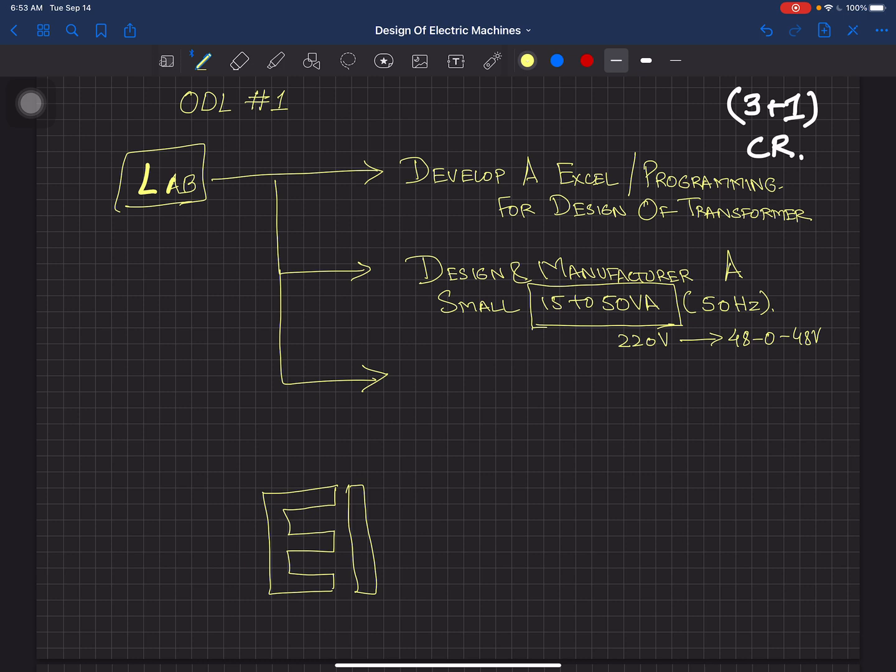Many of you who have done power electronics must have worked on some sine wave inverter, and afterwards when you have converted into a 48 volt sine wave, you want to step it up to 220 volt, and maybe that transformer can work as your portable one. But the design and manufacturing is not just going to be the part of this.